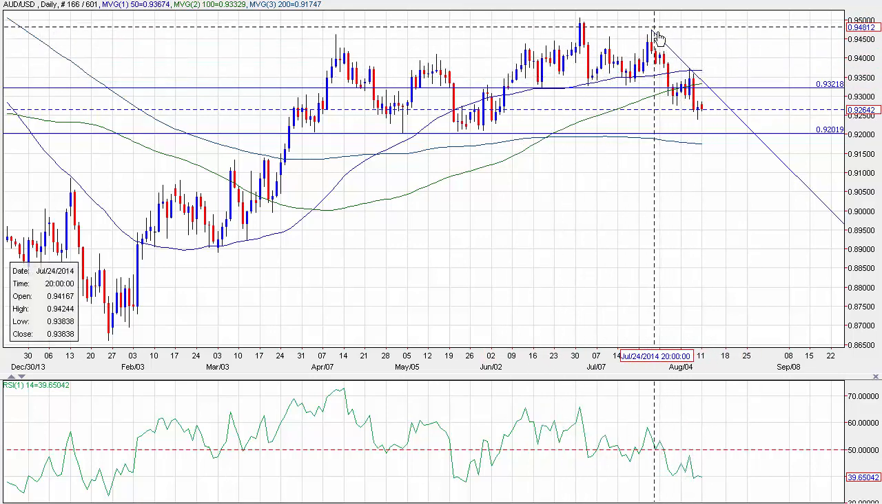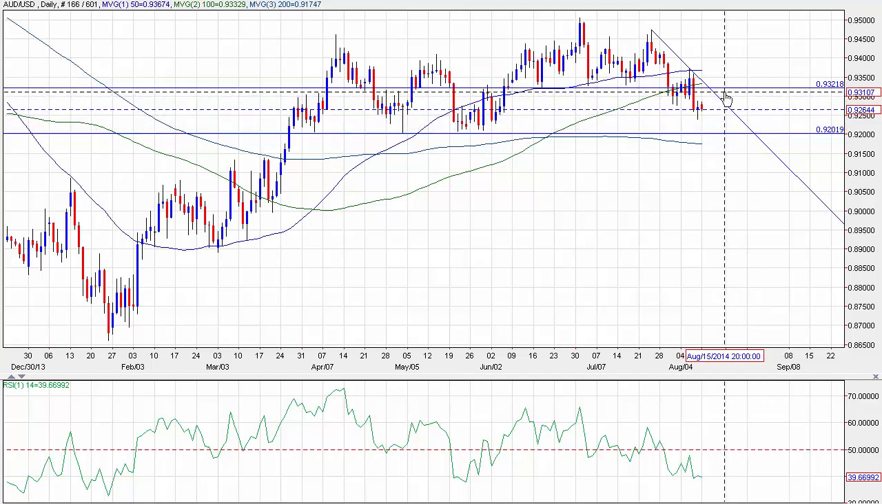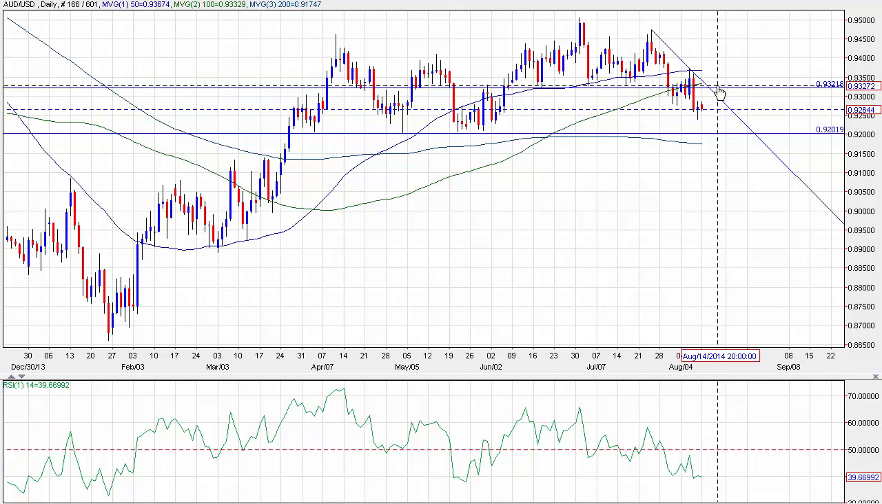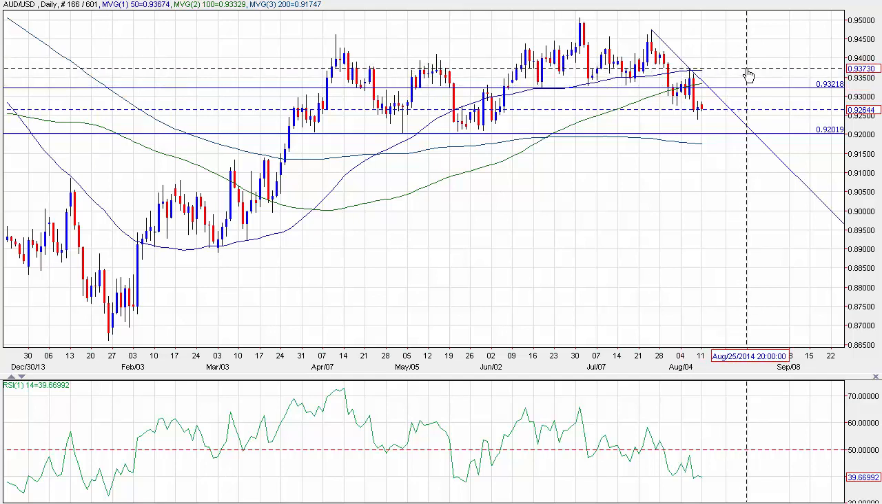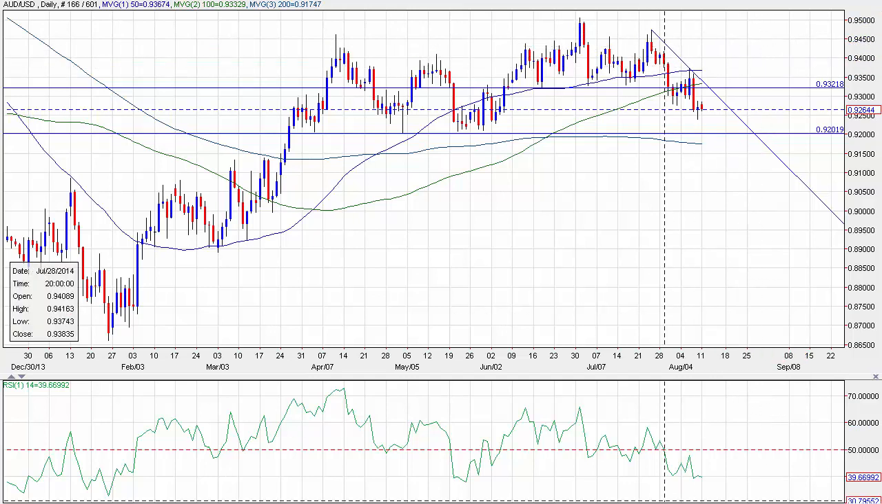There is also a falling trend line that should reinforce the 0.93, 0.9320 area as resistance. A break above 0.9380 would be needed to revive the bullish continuation outlook.